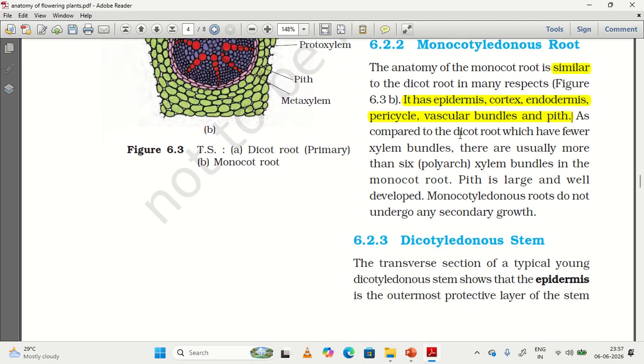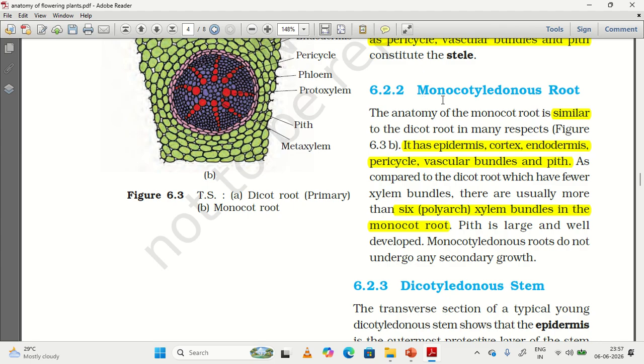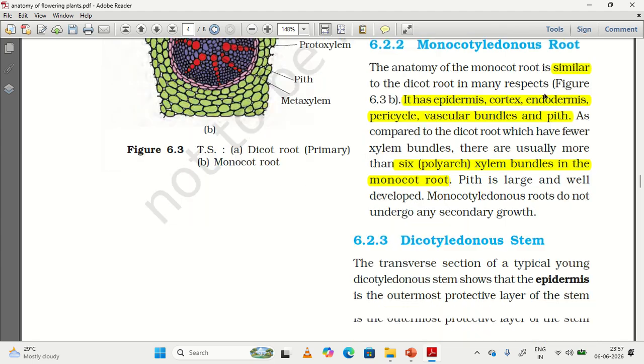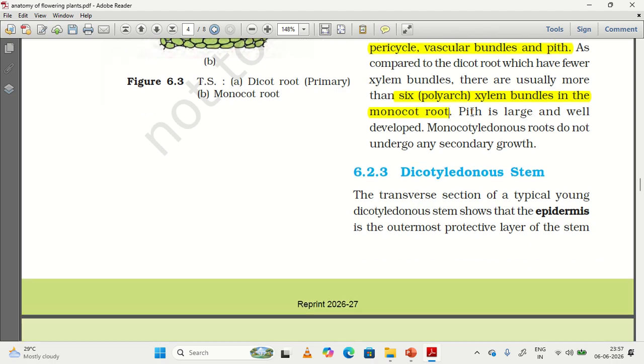Now let us see what is the difference as compared to the dicot root, which has fewer xylem bundles, usually not more than 6. In the monocot root, you will have a larger number of xylem and phloem bundles. Usually more than 6 xylem bundles. Such a condition we call polyarch. Polyarch condition can be seen in monocot root. And the pith is large and well developed.